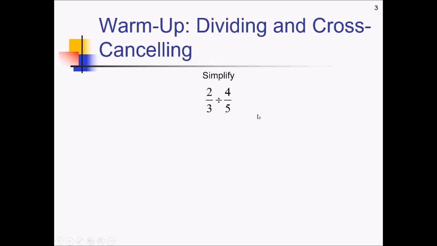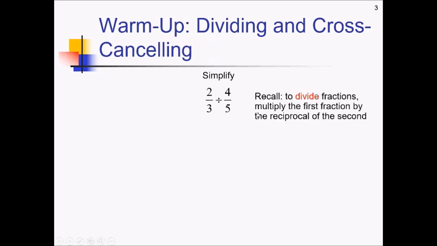Alright, so now recall that when you're dividing fractions, you have to multiply the first fraction by the reciprocal, the flip, of the second fraction. In fact, there's a way of remembering this that you might have learned called same change flip. So we keep the first fraction the same, so 2/3. We change division to multiplication, and then we flip the second fraction, so 4/5 becomes 5/4.